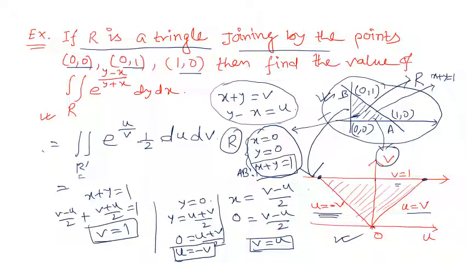So it is clear to you how I can draw this picture, right? And from here it is clear v varies from 0 to 1 and u varies from minus v to v. Hence I am putting the limit.